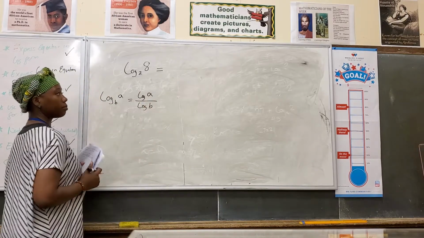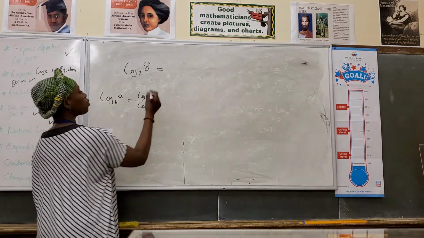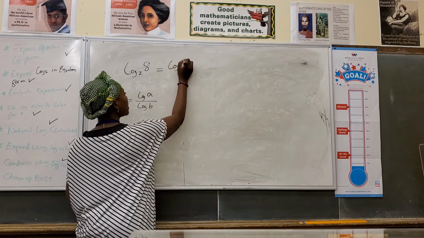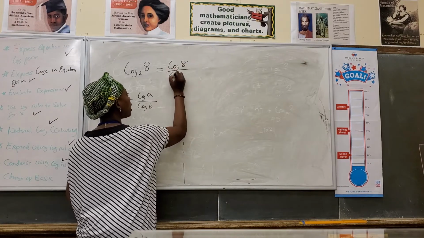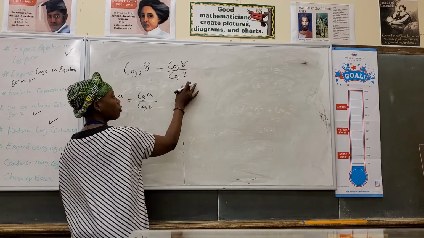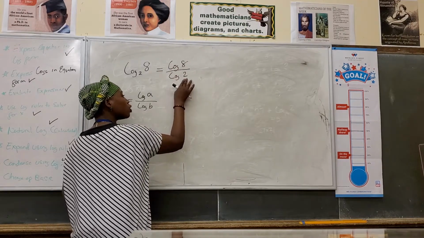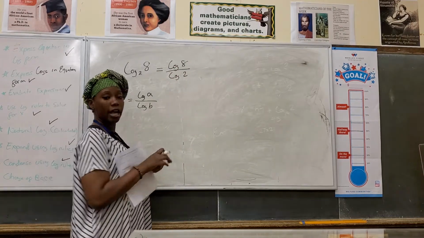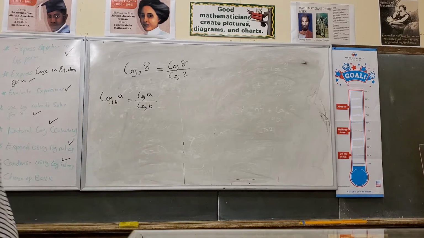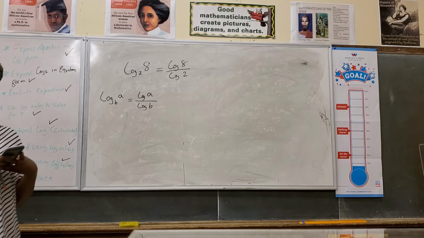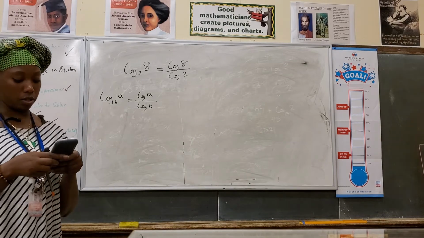The rule of change of base, and I'll write it here, is that log base b of a, let's write b here and a here, is equal to log of a in base 10 over log of b in base 10. So using this rule, it's log of 8 in base 10 over log of 2 in base 10, and not 8 over 2. You have to do the log of 8 in base 10 divided by the log of 2 in base 10 to give you your answer. So we're going to try it on our calculator.